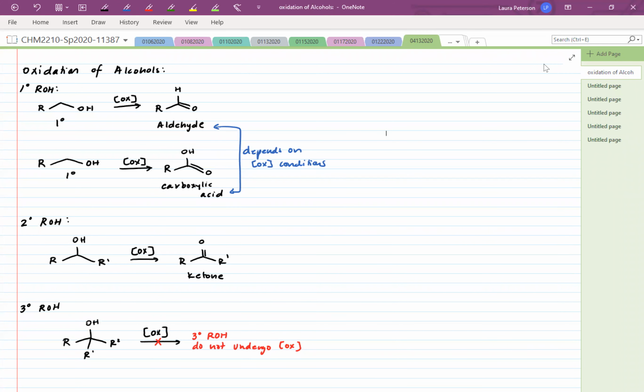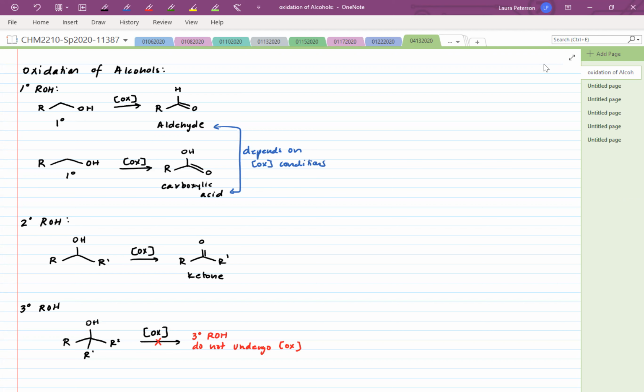Hello, everybody. So today we're going to talk about the oxidation of alcohols and actually talk about the specific reagents. So I wanted to start off recapping what we've talked about as it relates to the oxidation of alcohols, which has to do with how different types of alcohols, primary, secondary, or tertiary, are oxidized differently.